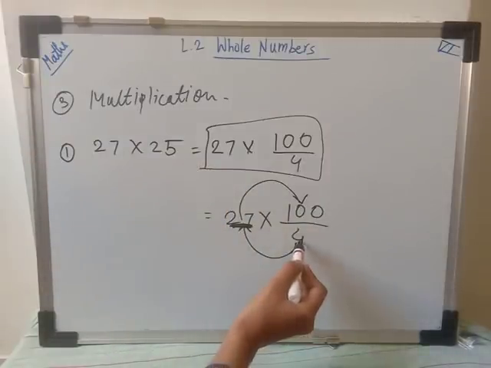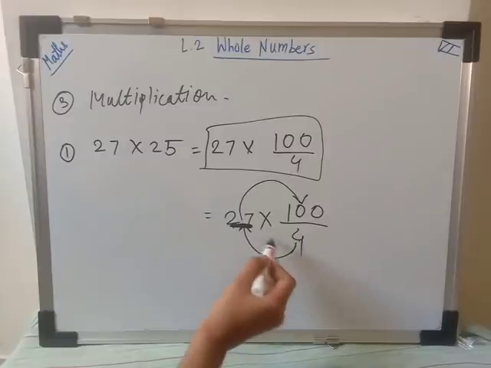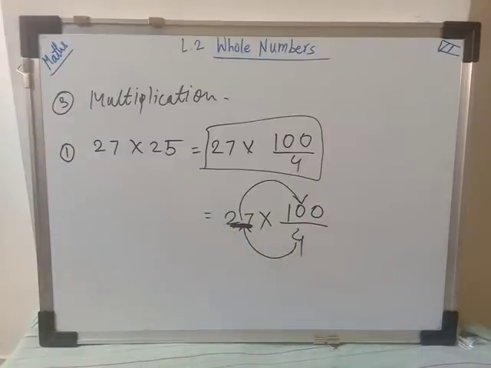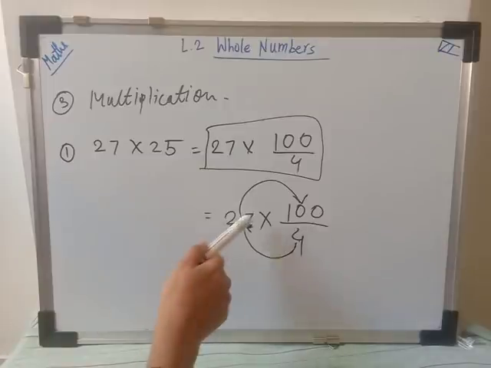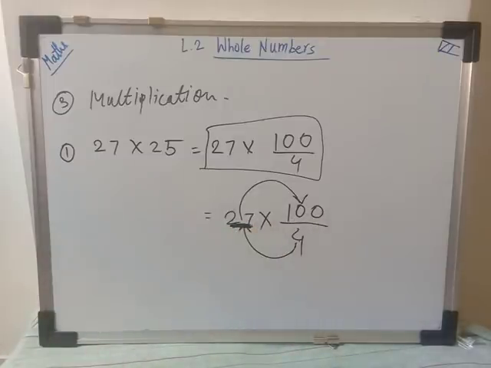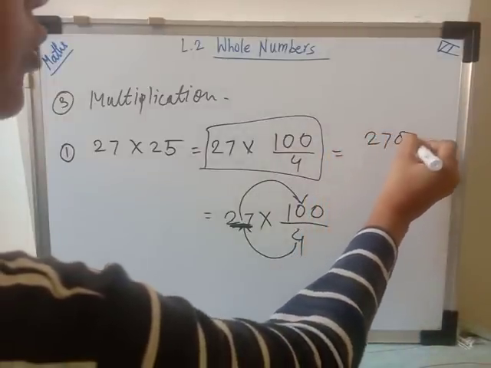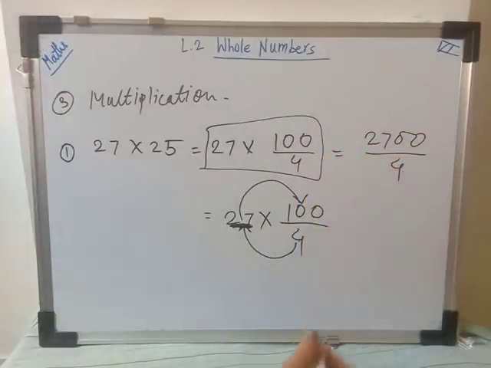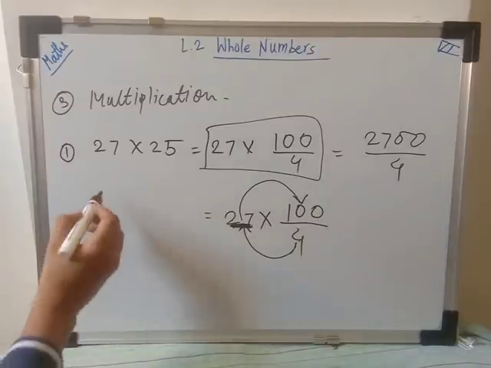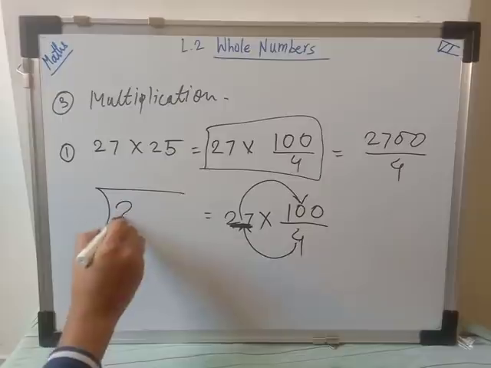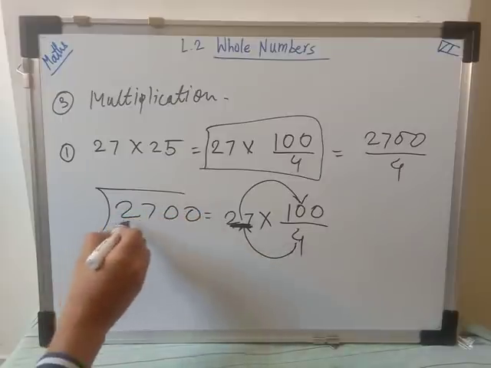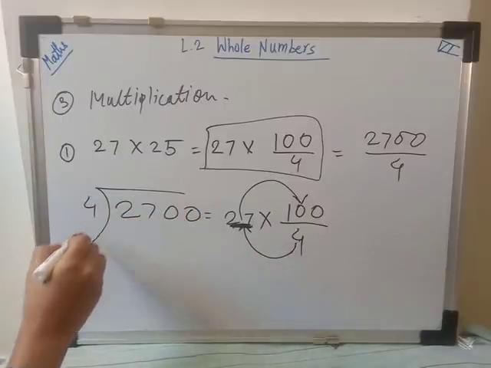But if we divide 4 by this number, we can't divide it directly. So what we are going to do is multiply 27 by 100, and we'll get 2700, and now divide by 4. Just divide it and you will get the answer here. 2700 divided by 4.